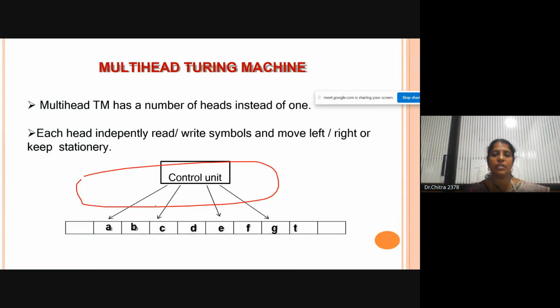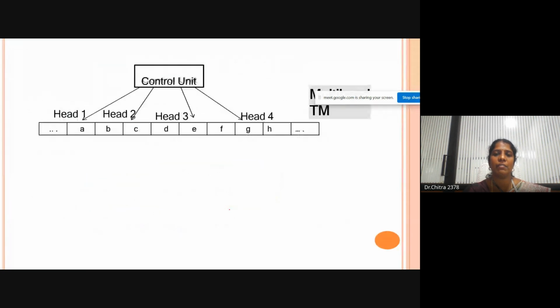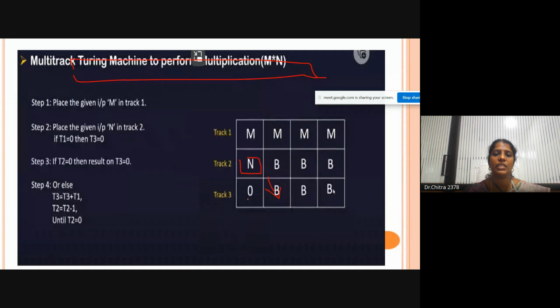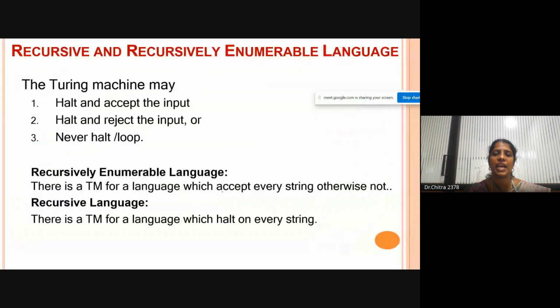Here, each and every tape itself contains multiple heads. Each and every head acts in an independent manner. And the last one is the multi-track Turing machine. It's mainly used for some specific applications. Here, the tape is divided into many tracks. Only one head is there and the tape is divided into many tracks. Based on the application, the head moves and changes the value. An example is that multiplication can be performed by using the multi-track Turing machine.